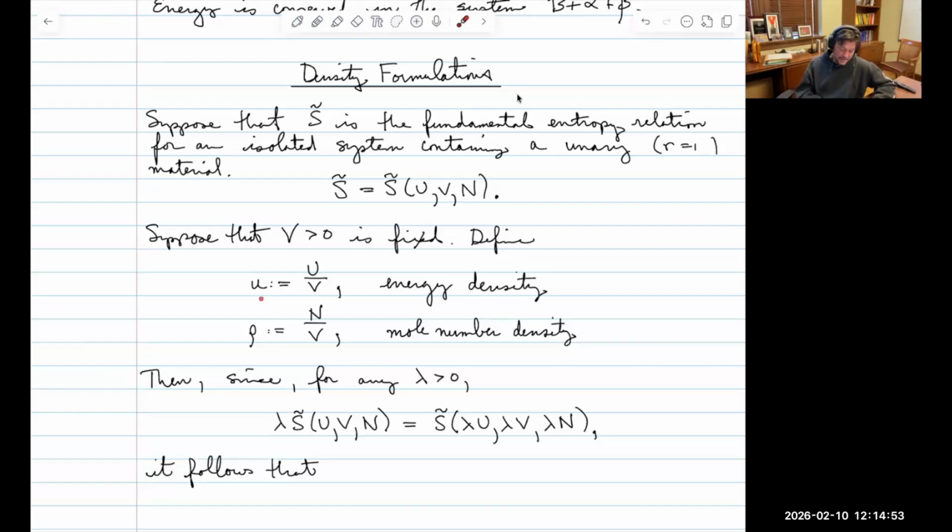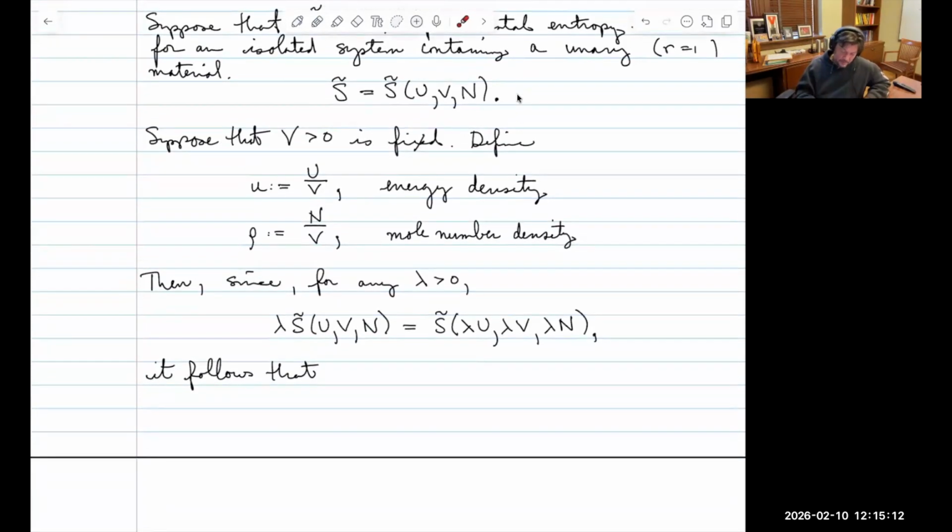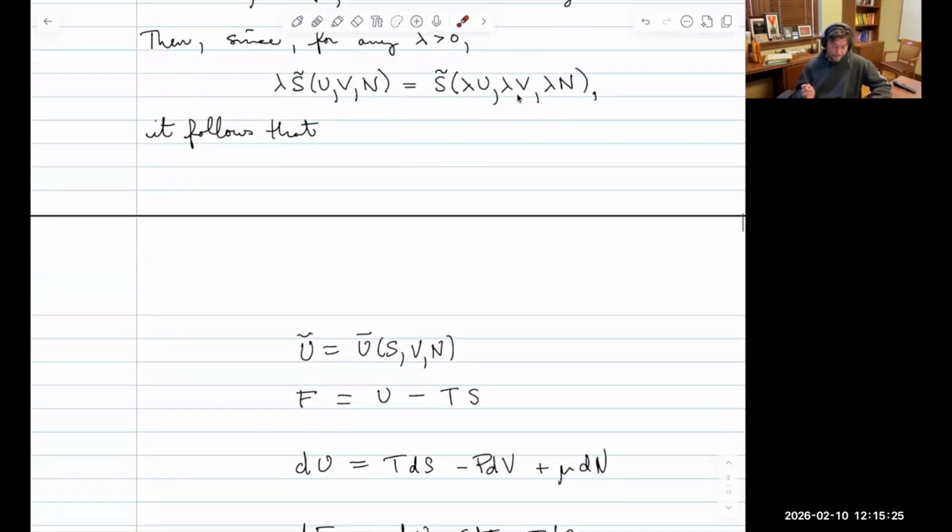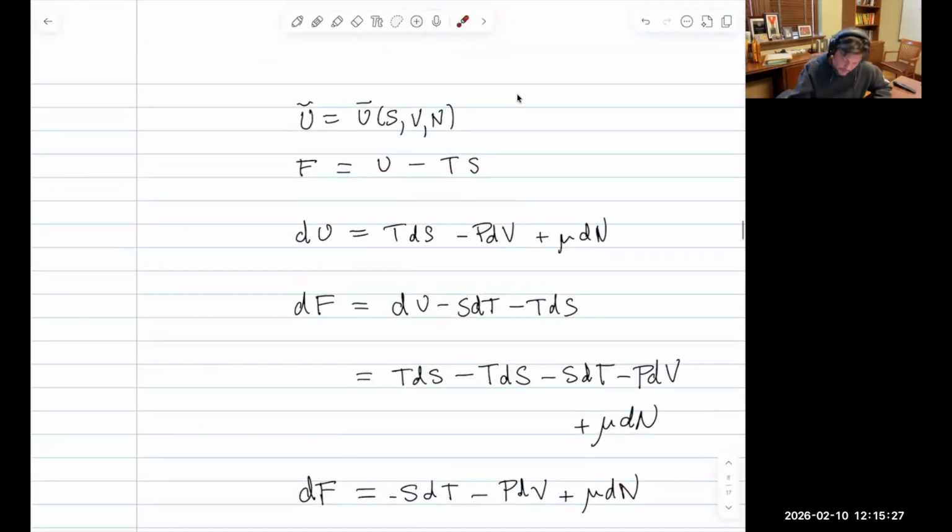So the energy density is defined as U divided by this fixed volume V, and volume is positive, of course. We're also going to define what's called the molar density, the number of moles per volume. Anything which is a number or quantity per volume is called a density. Now, because S is a homogeneous function of degree 1, we know that this is true by definition. What we're going to use here, instead of a generic lambda, is 1 over V.